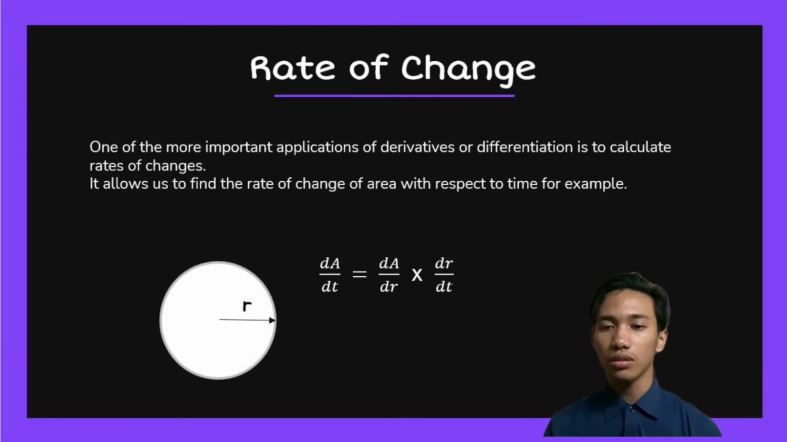So you will remove the dr on top and on the bottom to make the dA over dt.